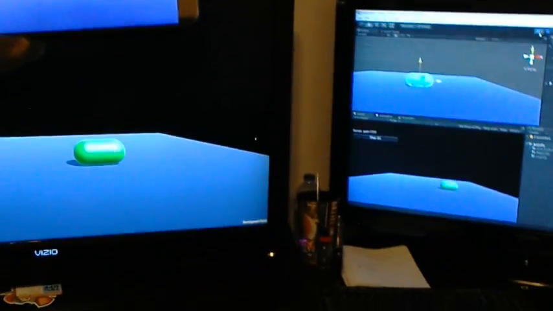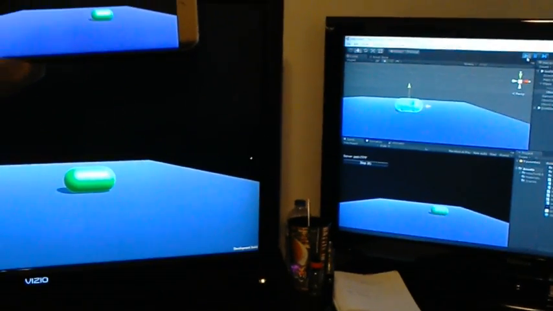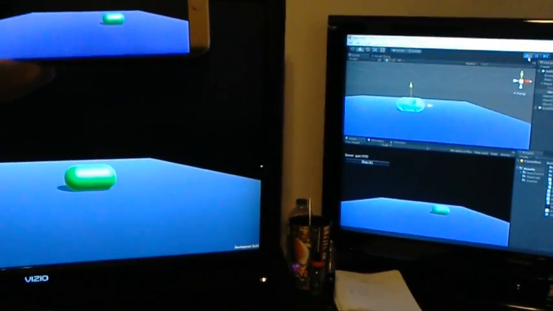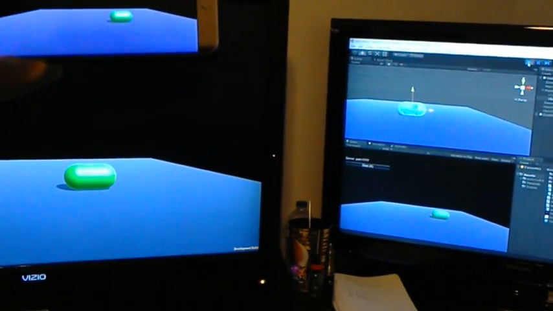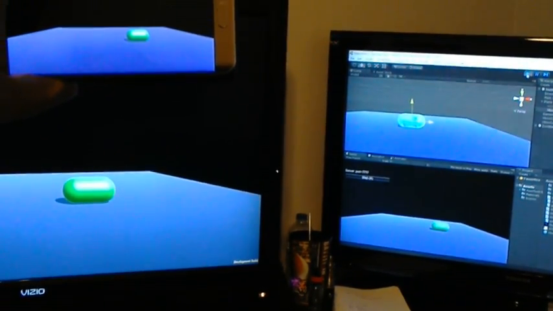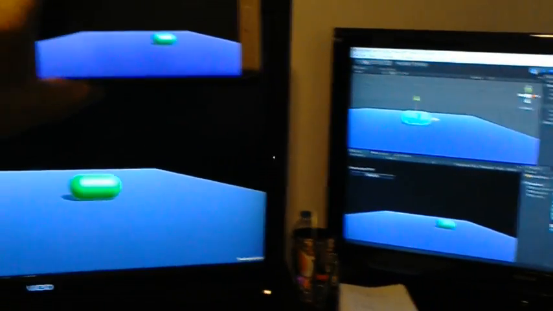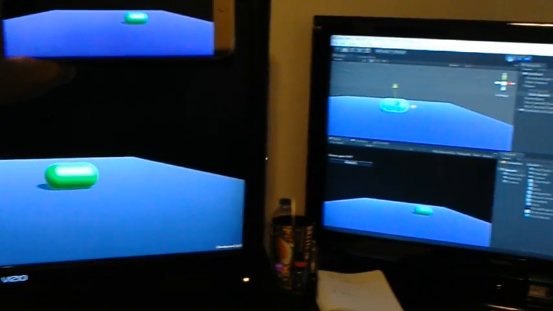But what we have here is four different platforms connected to the same server, reacting, maybe in different ways, but reacting. So I would call this a completely successful proof of concept. That being said, I'll call this a night.